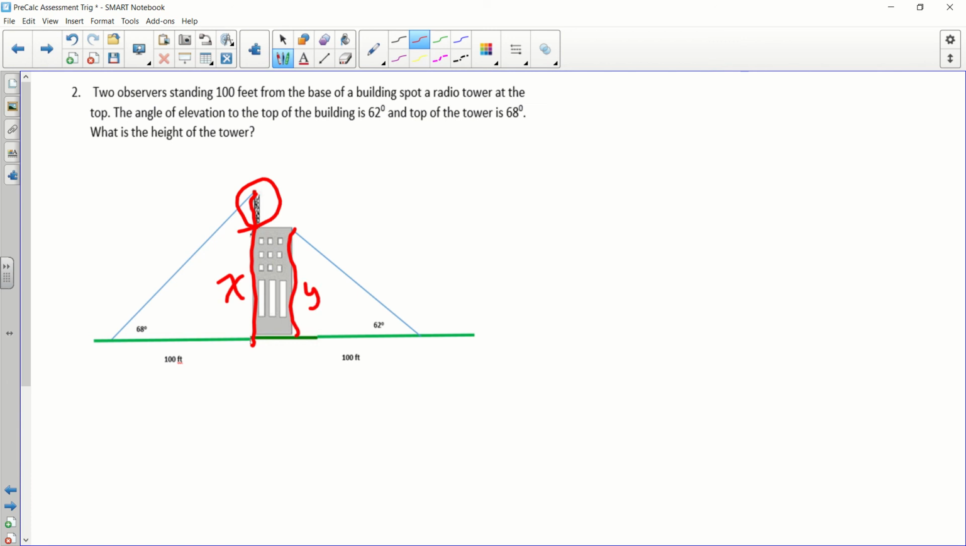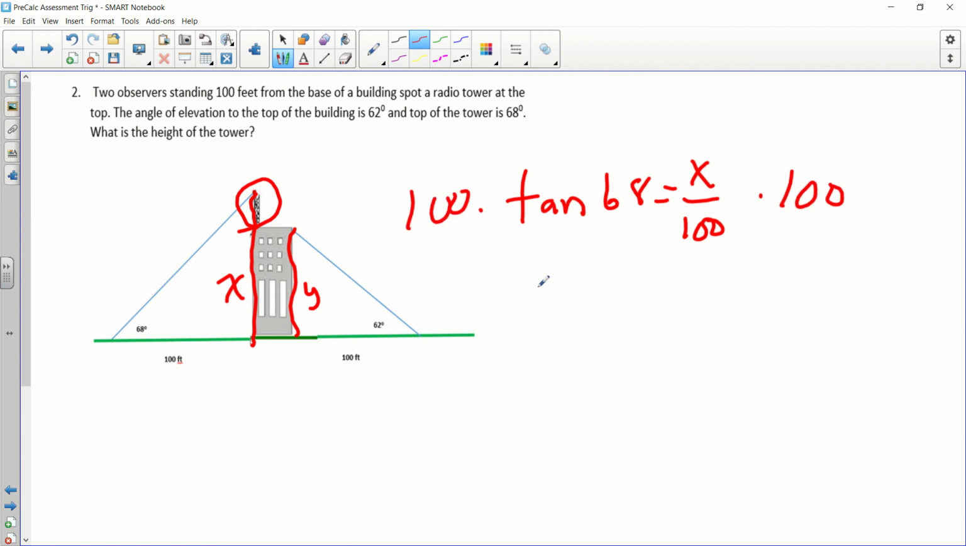So in both situations, I have opposite and adjacent sides that do not need the hypotenuse, so I'll be using tangent. So to find X, I'm going to take the tangent of 68 and multiply both sides by 100. So X equals 100 times the tangent of 68. And when you put that in your calculator, you get 247.5 feet.